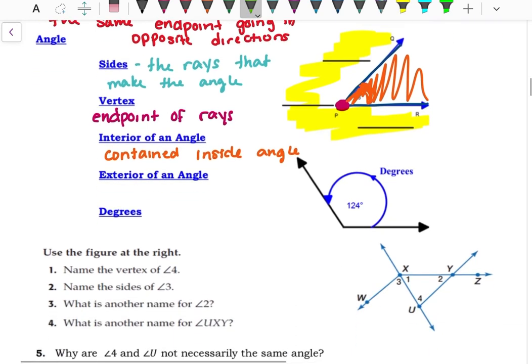And then the degrees of the angle is how wide it opens. How wide the angle is. And that can range from 0 degrees to 180 degrees. We'll get more into that later, but 0 to 180 is a good basis for now. If it goes over 180, it could go higher, but we'll get to that later.